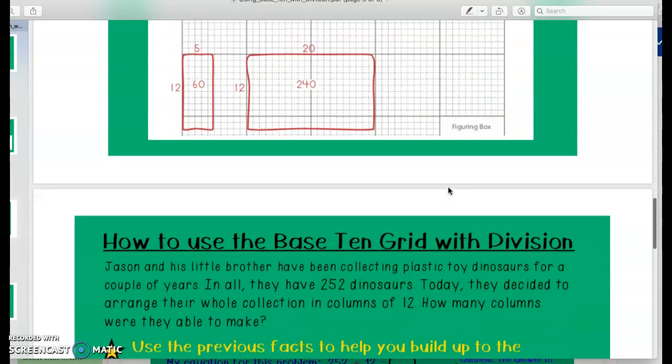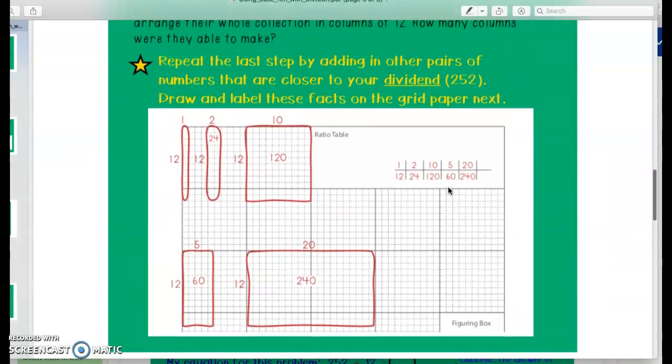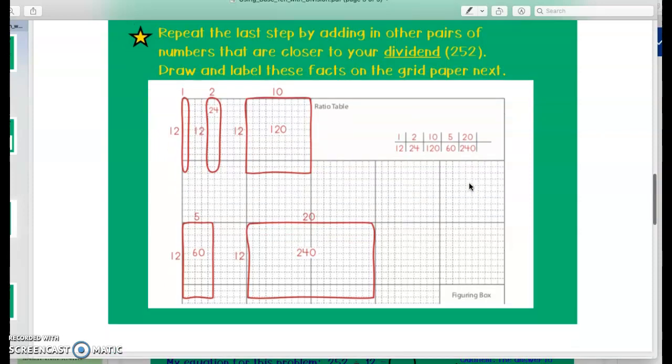Okay, I think we are about ready to find the answer. Let's go back and look at that ratio table one more time. Are you seeing the answer? Are you noticing if we added up any of these numbers, could we get to 252? Just focus on the bottom numbers. We've got 12, 24, 120, 60, and 240. Could you pick a couple numbers to make 252? Let's look.